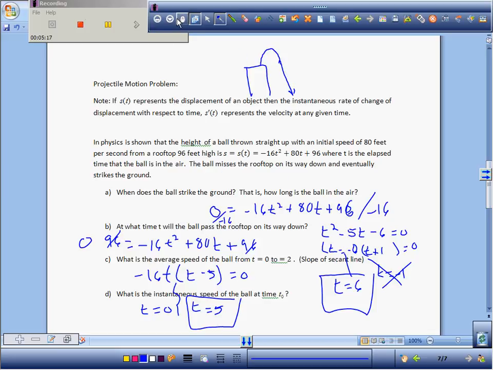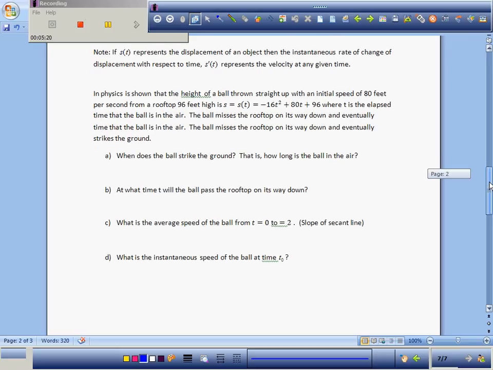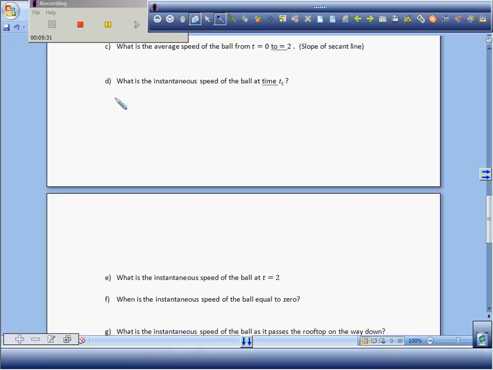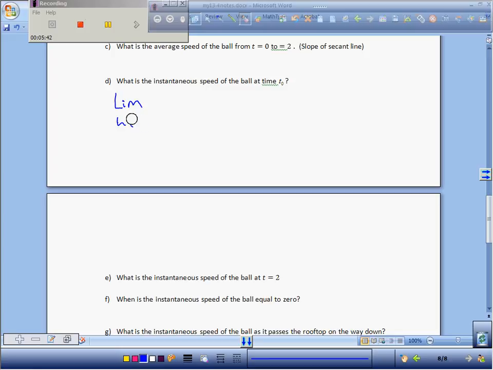So now we've got to do the hard part, which is finding the instantaneous rate of change of the ball at t equals 0. What you need to do is take the limit of this function. So this is the limit as h goes to 0 of s of x plus h, which I'm going to call now... I've got to look at my notes.